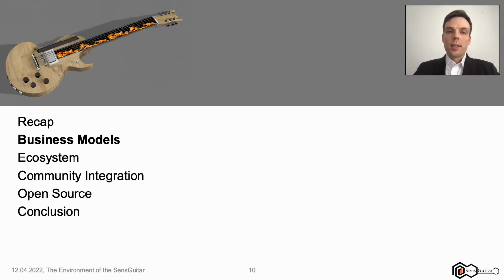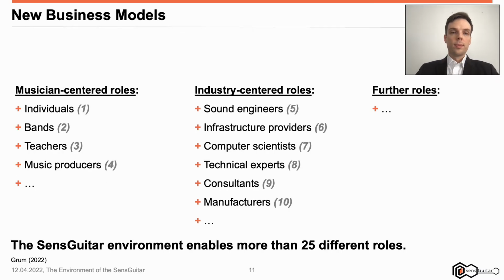But what does the SensGuitar mean for the roles aside the traditional musician? How to deal with the new features from an economic perspective? Let's be clear right at the beginning. The environment of the SensGuitar and sense instruments enable more than 25 different roles. Today, I intend to just exemplarily clarify some of those roles because this topic is huge.